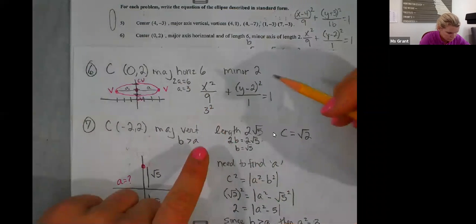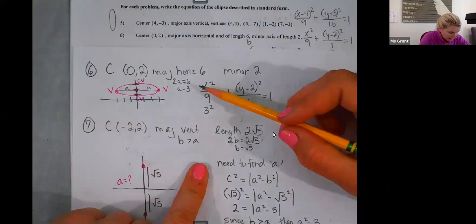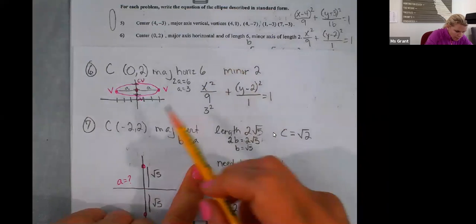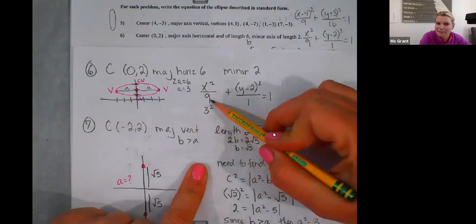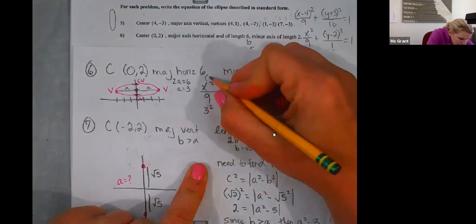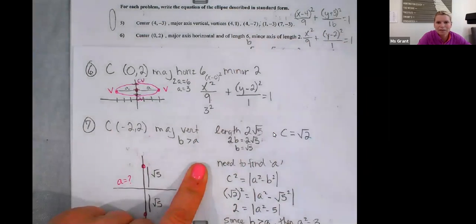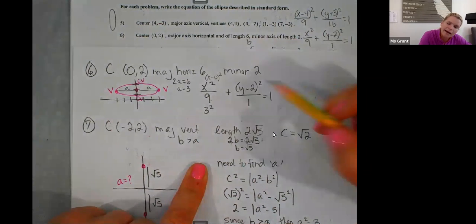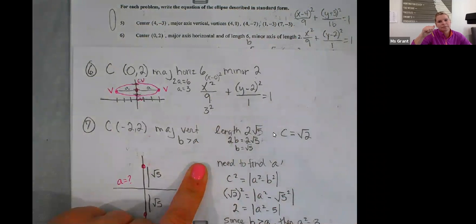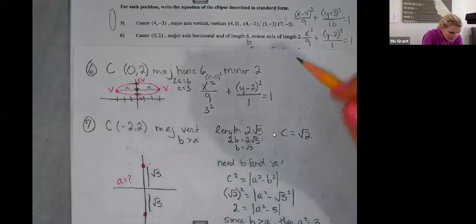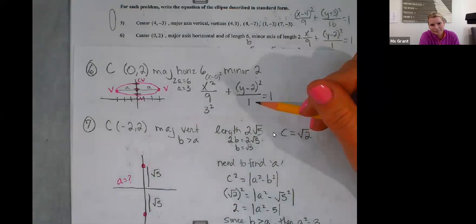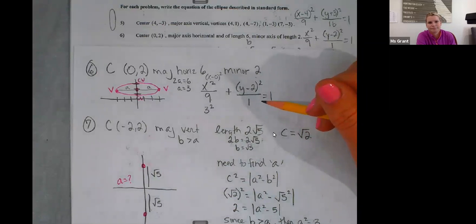Now, I've got that my A, because that's my major axis, is a 3 squared, which makes it a 9. And this is like x minus 0 squared, right? X squared. My minor axis is 2. 2 up, 2 down. Okay? Well, I'm sorry, 2 from top to bottom. That means only 1 up, 1 down. So that's why there's a 1 below the y. That's number 6.